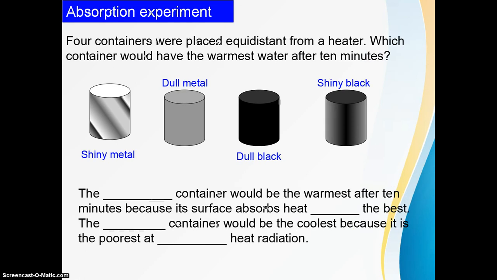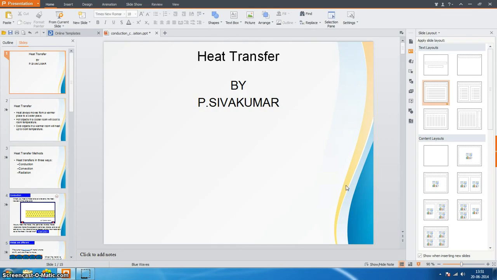Another simple experiment: four containers are placed equidistant from a heater. Which container would have the warmest water after 10 minutes? Similarly, the first is shiny, the second is dull metal, the third is dull black, and the fourth is shiny black. The dull black container would obviously be the warmest after 10 minutes because its surface absorbs heat radiation the best. The shiny container would be the coolest because it is the poorest at absorbing heat radiation. So these are all the simple experiments we will be doing.